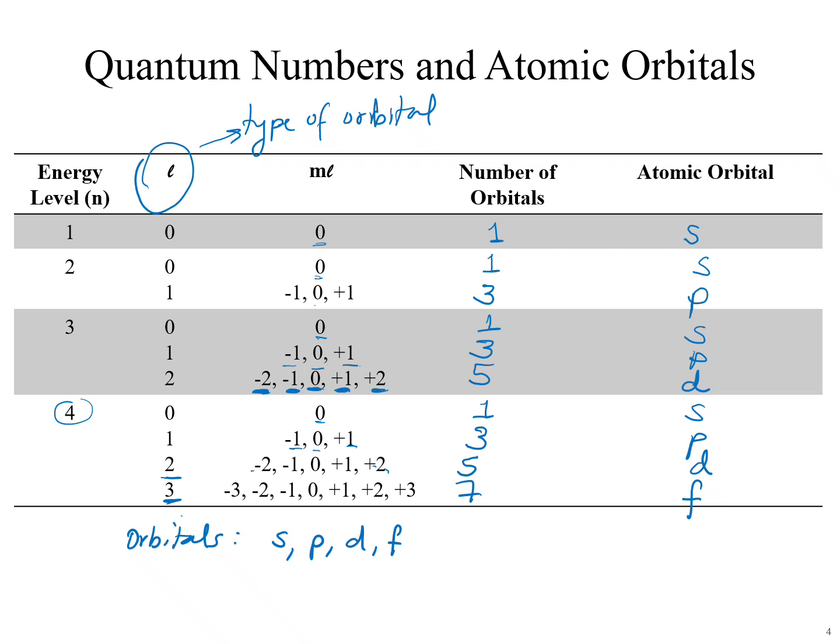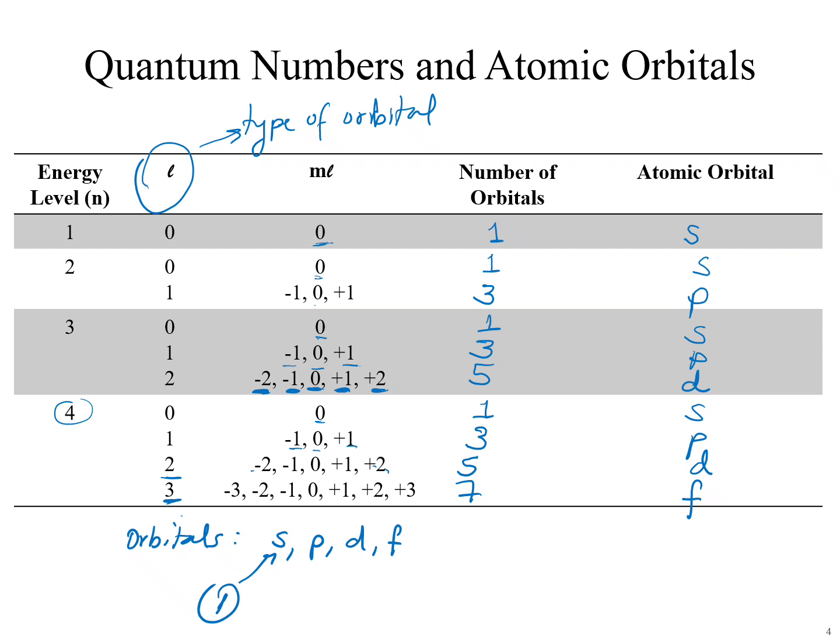A numerical value of m sub L equals 0 means that you have 1 digit, 1 orbital. If you have m sub L 0, it's because L is 0. So when L is 0, you have an s orbital. For an s orbital, we have 1 s orbital. Every single energy level is going to have s orbitals, all of them.